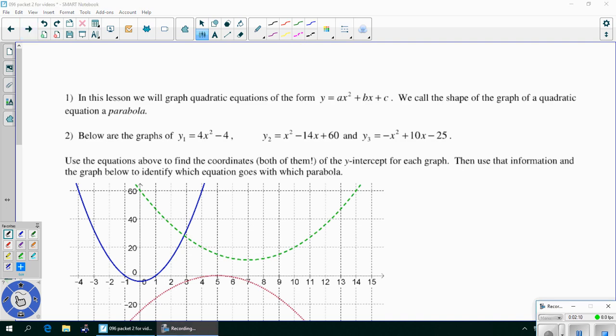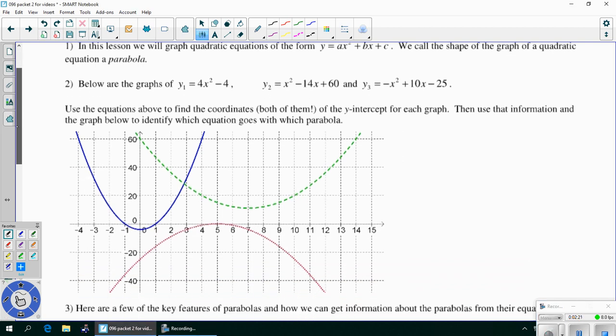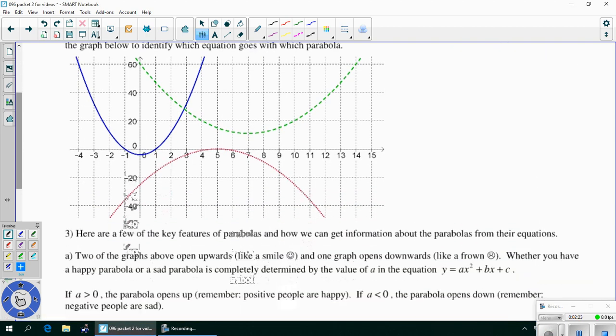Number 1, in this lesson we will graph quadratic equations of the form y equals ax squared plus bx plus c. We call the shape of the graph of a quadratic equation a parabola. We're not going to go through all the details on this page, but I will just show you that the 3 curves that are here in different colors are all parabolas. And they're obviously much more complicated than the straight lines we've spent a lot of time graphing this semester.